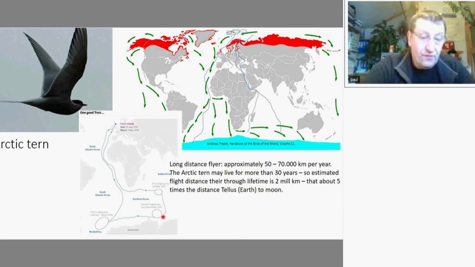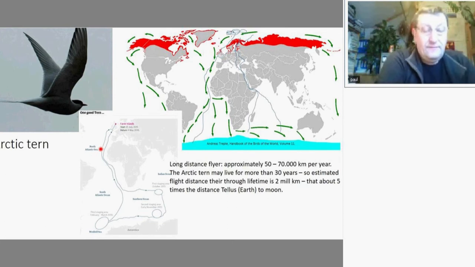One month later, this bird moved down to the Antarctic. So you see the distances. During one month, it flew quite large distances. And then it flew closer to the South America side of the Antarctic, and then it flew back and was returning to the Faroe Islands in May. So they make substantial travel.